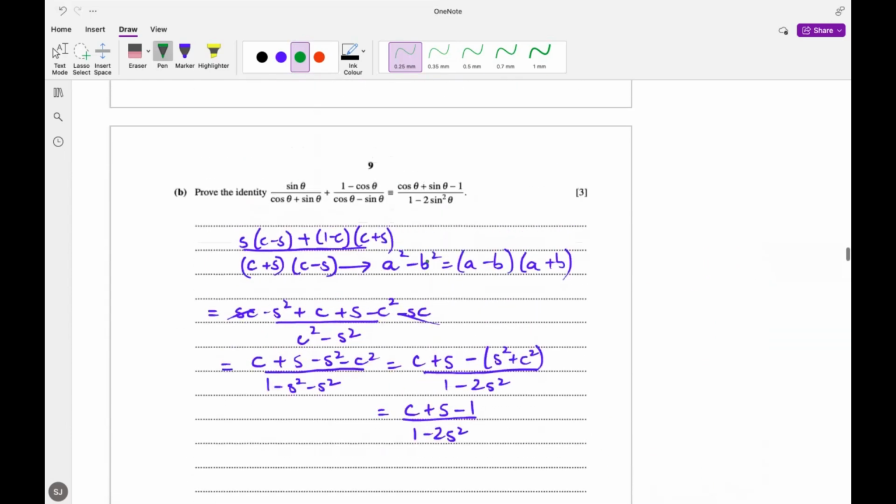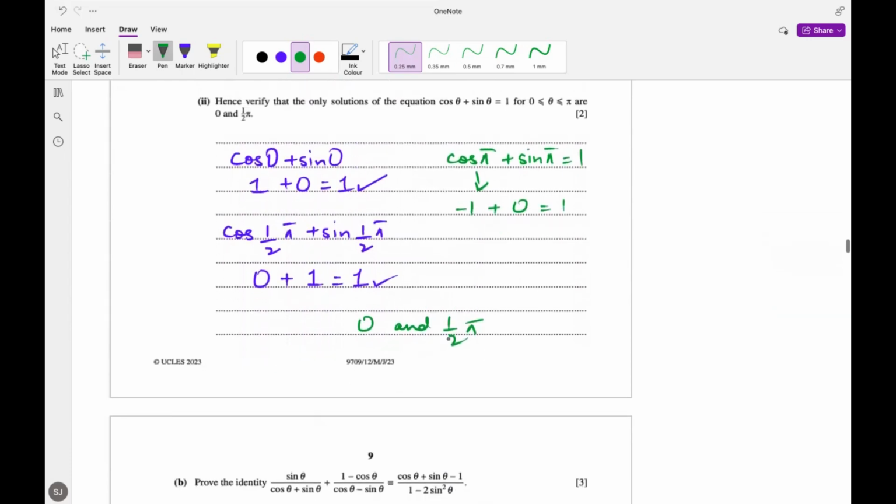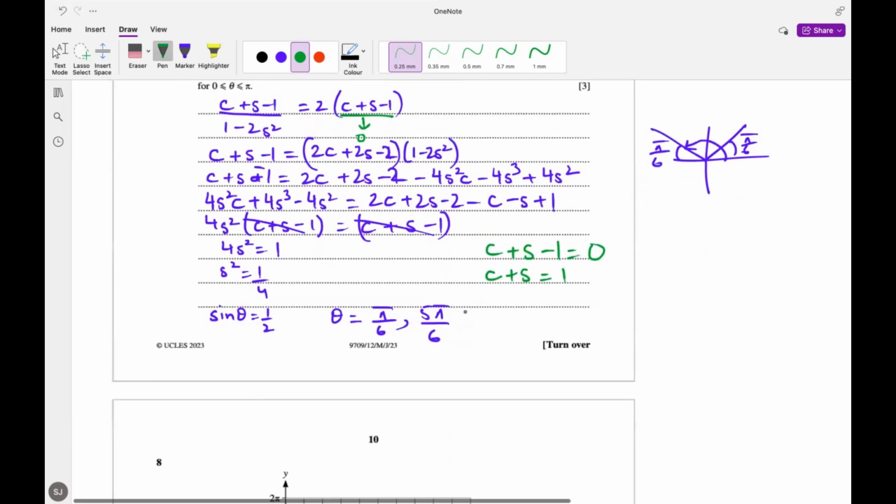And from the previous part, we know that the solutions for cos plus sine equals 1 are 0 and pi upon 2. So we'll add the two solutions as well, which are 0 and 1 upon 2 pi. So theta will have four solutions: pi upon 6, 5 pi upon 6, 0, and 1 upon 2 pi.